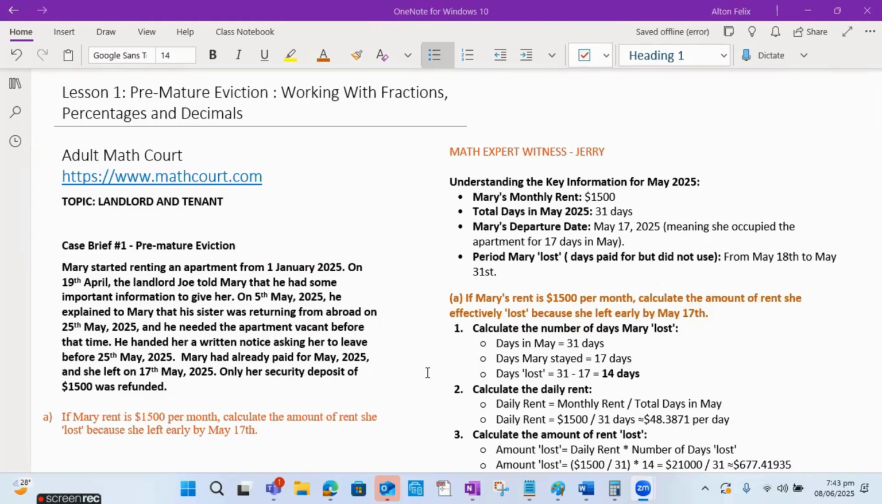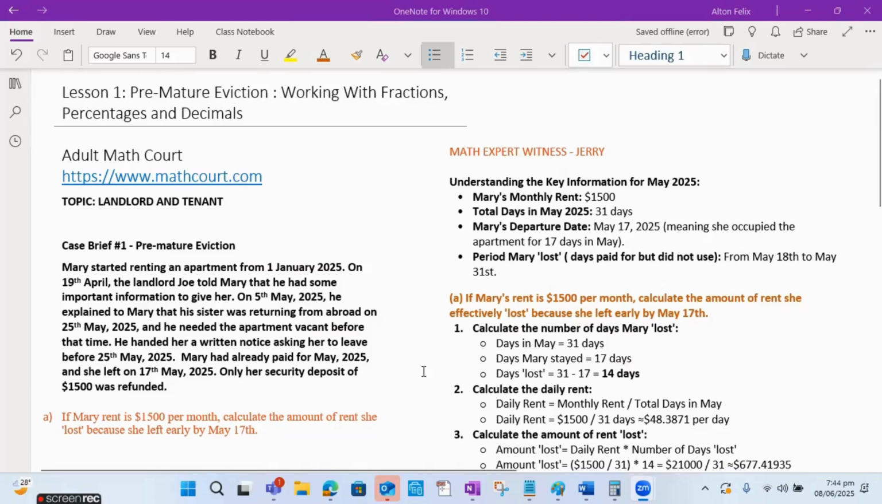I've decided to do it this way because it will save us time in terms of writing, and therefore it will reduce the time of this video. We don't want to make it too long. So Jerry started off by presenting the information on the case, and all the important information is stated there.